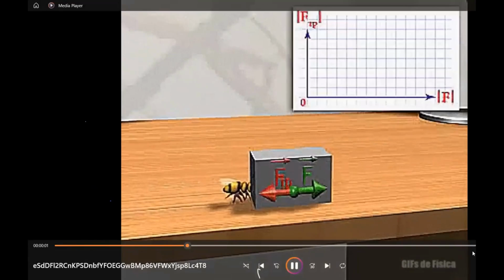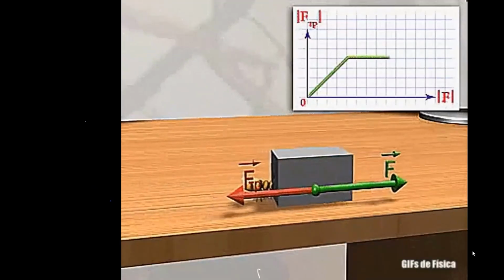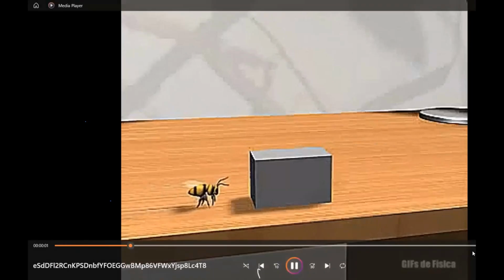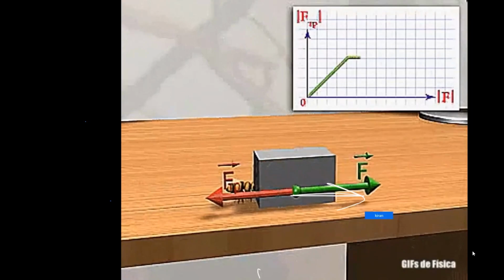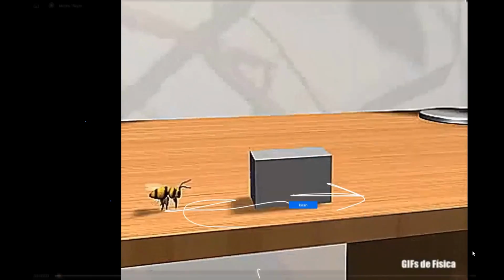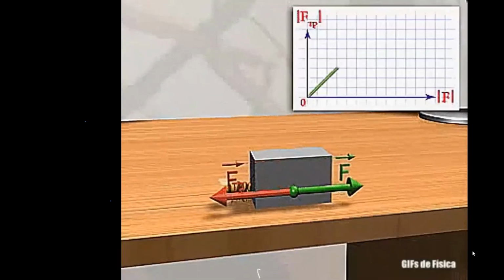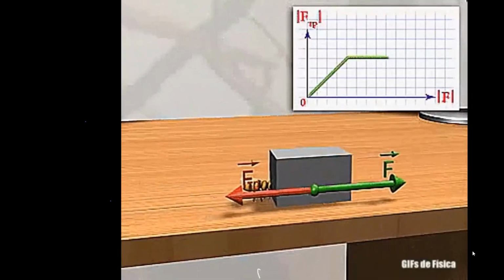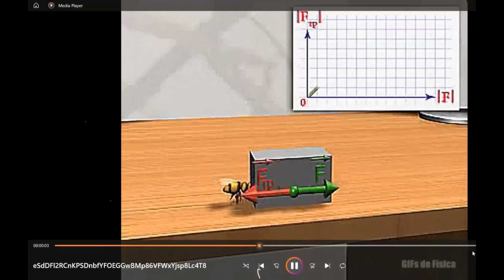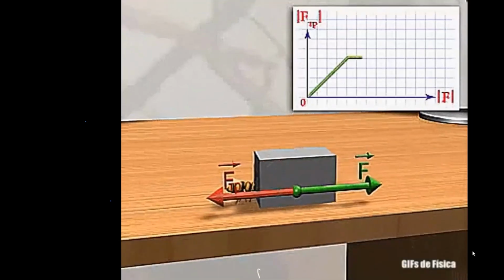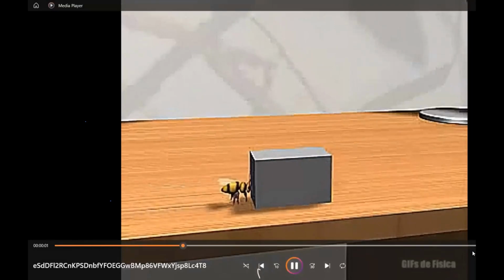Sir, how do you know it's increasing? I'm telling based on the arrow marks. The arrow length is increasing. The applied force arrow length is increasing, and this arrow mark length is also increasing, correct or not? If the applied force value is increased, then the frictional force value is also increased. First point, you need to understand that. Clear or not?